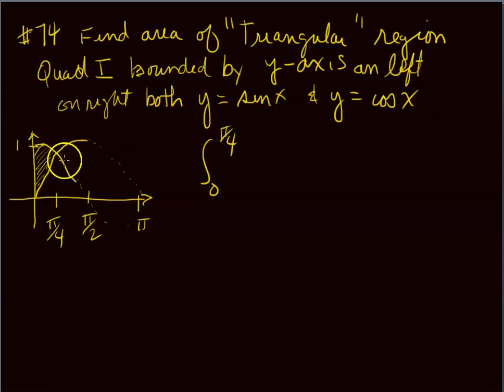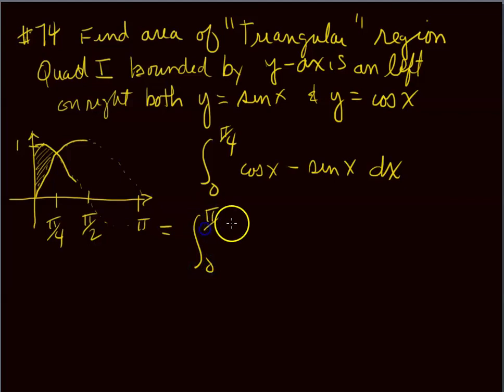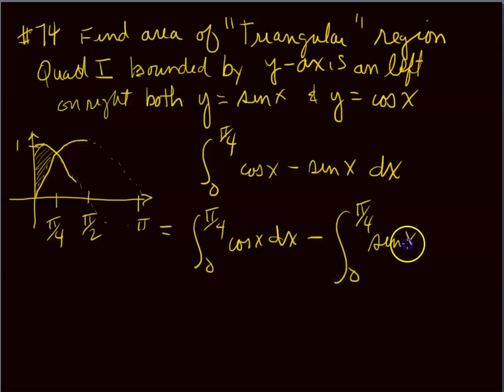The top function is the cosine. The bottom function is the sine. So the hard part about this problem is really knowing what they wanted in the region, and drawing a picture is the best way to do it. This, from 0 to pi over 4 cosine x dx, and this, 0 to pi over 4 sine x dx.